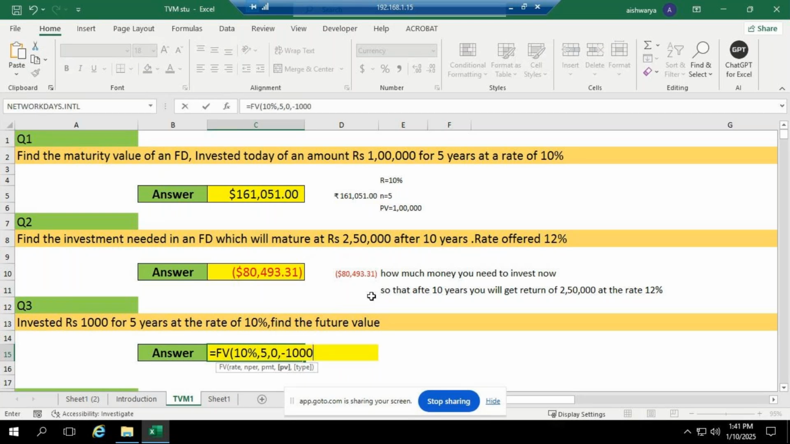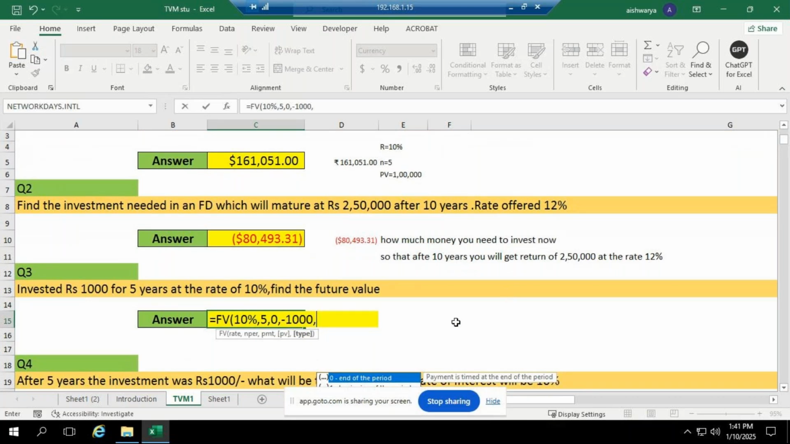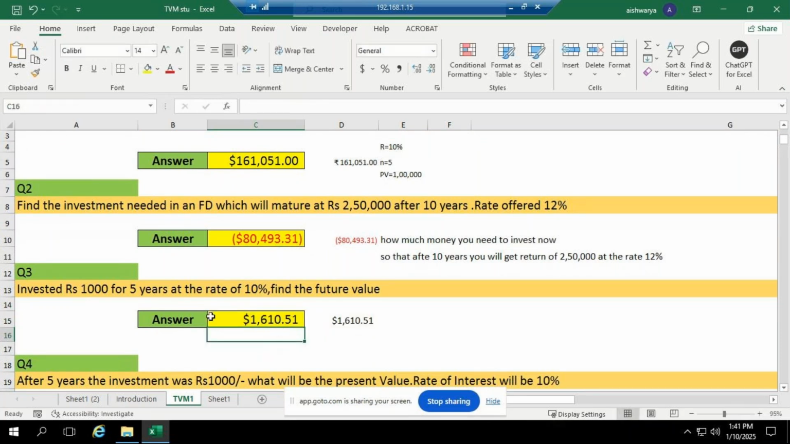Then comma annuity type. The annuity type is 0, 0 and 1. Correct. So 0 is the end of the period. Then close the bracket, then enter. See, now we will be getting the answer as 1610. So after 5 years, the 1000 rupees at the rate of 10% will become 1610.